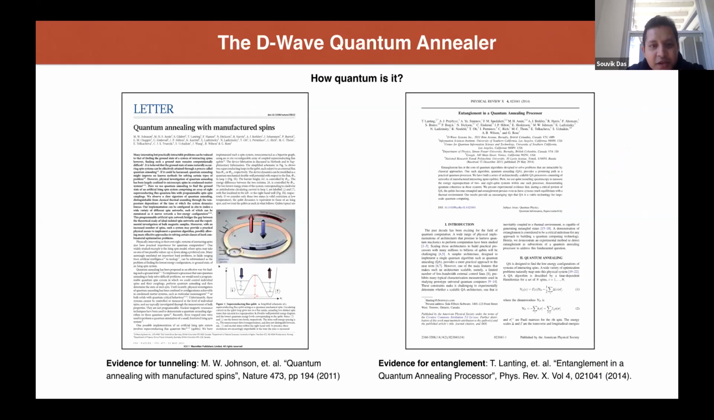So the question next was, how quantum is a quantum annealer? And this is a hotly debated topic, but I think there has been some pretty well established evidence for tunneling in 2011 by the D-Wave people on the left, which was a letter to Nature. And there was a PRX recently in 2014 that does show that you can measure and actually establish Bell states in the quantum annealer. So definitely there is entanglement when we say coupling.